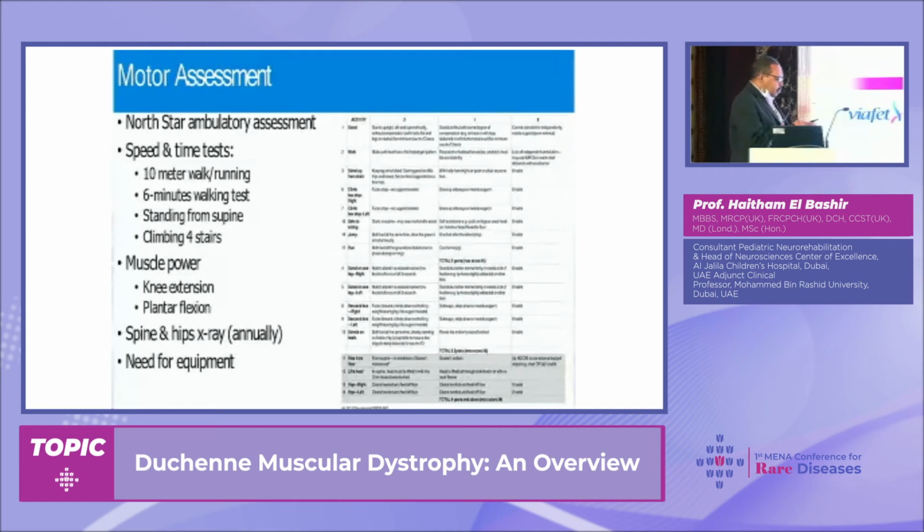In addition to that, we just do a normal neurological examination, muscle power, range of motion, spine and hips annually. And we always talk about equipment, whether it's a wheelchair, ankle foot orthosis, hand splints, and so on.